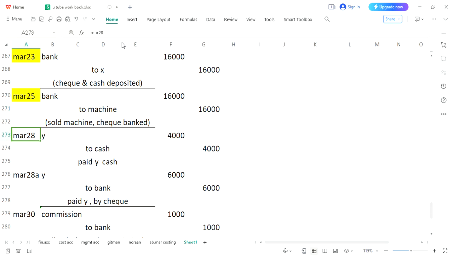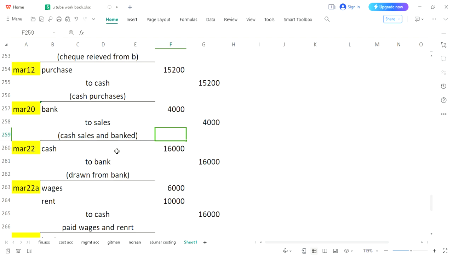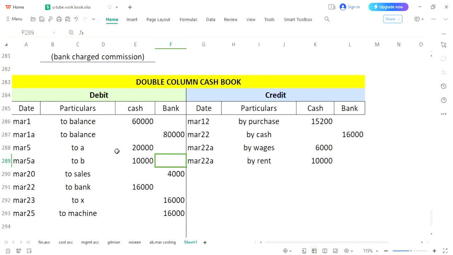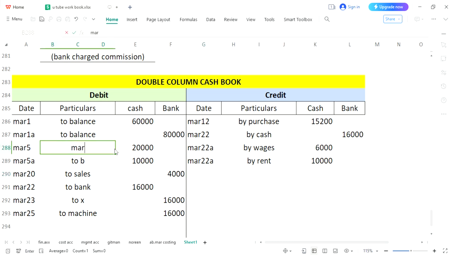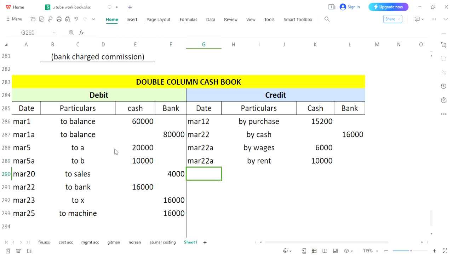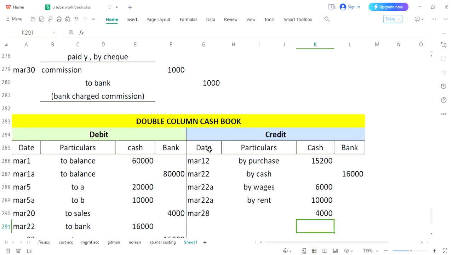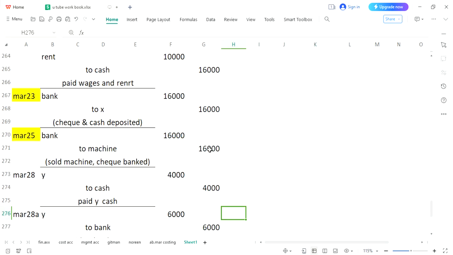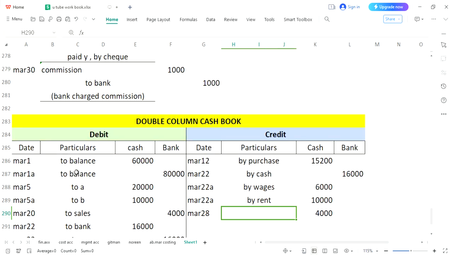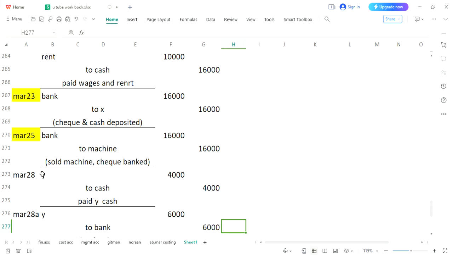Now March 28, you can see cash is present on credit side. Date is March 28. So here March 28 date is being put, and now March 28 is saying cash is credited by 4,000. So we will put 4,000, and now let's see the reference. Y is written on opposite side, so by Y. March 28 is completed. Let's mark it as it has been done.